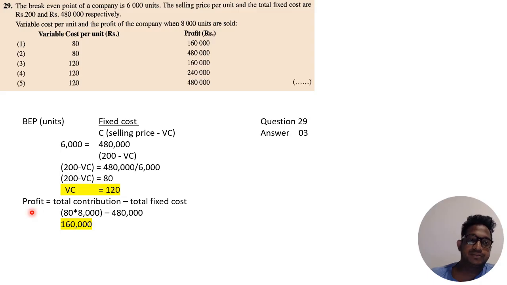So profit, how do you get the profit? Total contribution minus total fixed cost. So the total contribution here, the contribution we found here is 80. So 80 into 8,000, 160,000. Sorry, 80 into 8,000 minus 480,000. Then you are getting the profit 160,000. So the correct answer for question number 29 is answer number 3.